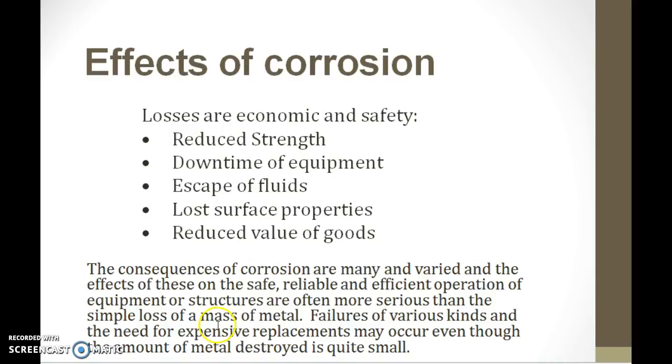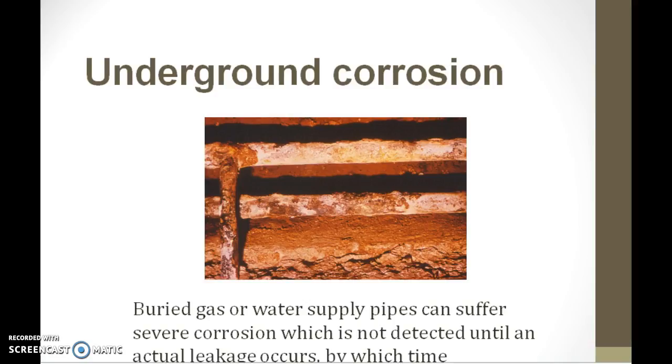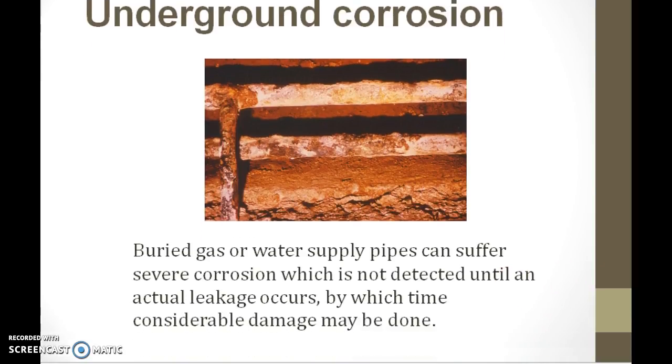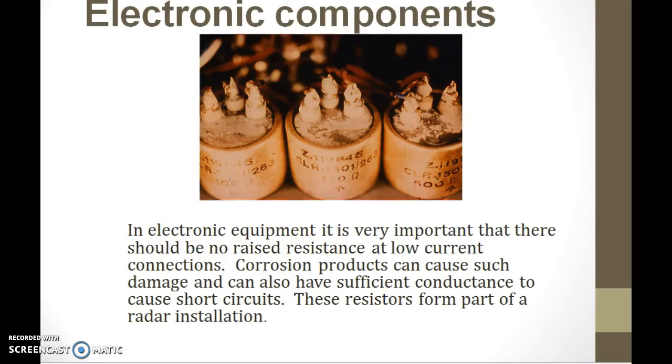So let us take a practical example. Assume that an underground, buried gas or water pipe can suffer severe corrosion which is not detected until actual leakage occurs. By the time we detect it, considerable damage may be done to most of the material. Now, in case of electronic equipment, it is important that there should be no raised resistance at low current connections. Corrosion products can cause such damage and have sufficient conductance to cause short circuits.